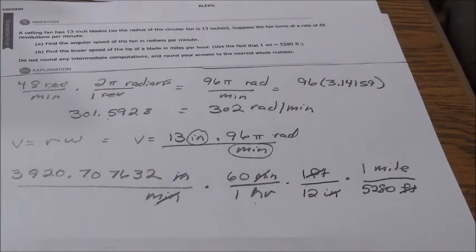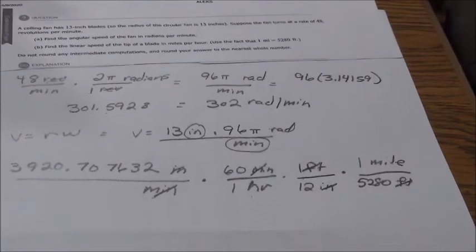So doing my calculation, I still have my 3,920.707632 on my calculator. I'm going to times that by the 60, which is 235. I'm going to write that down here. I'm going to slide this up a little bit.